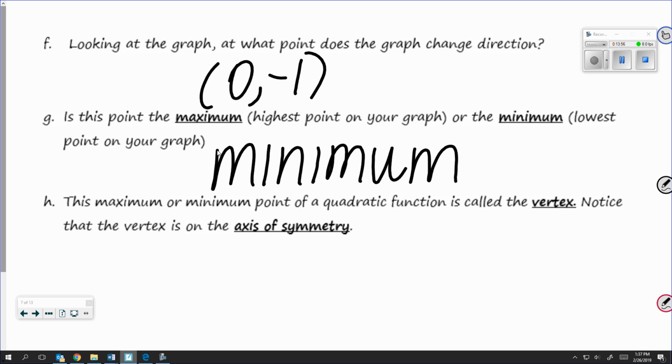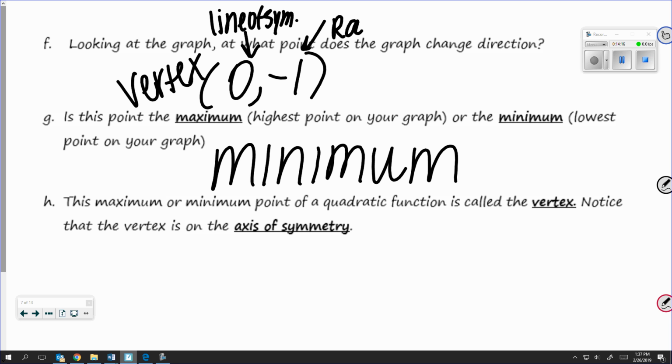What I want us to know is this is the same thing as our vertex, where it's changing direction. When we have our vertex, this x value is where we draw our line of symmetry, and this y value is going to be in our range. So when we move to the next one, I want us to remember this.